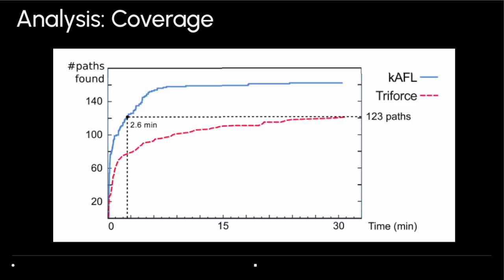This graph shows the number of unique paths discovered over 30 minutes. kAFL reaches Triforce AFL's final path count of 123 paths in just 2.6 minutes and then keeps climbing well above it. And we can see that kAFL isn't just running faster, but it's also plateauing at a higher final edge count.